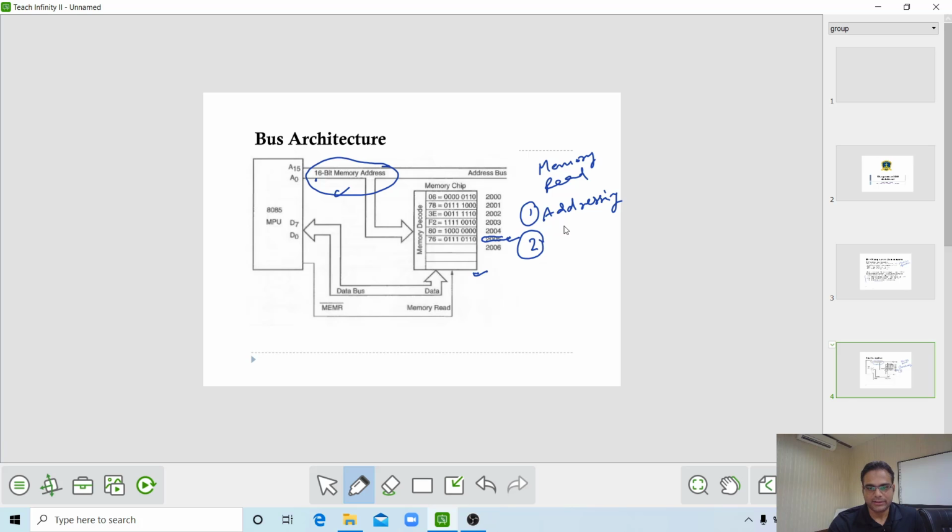The next step is issuing a timing or synchronization signal. Here a read signal, or memory read signal, is issued by the microprocessor to the memory. Now the memory comes to know that the processor is selecting this particular memory location, and the microprocessor wants to read from it. This is the second step, and the third step is the data transfer.